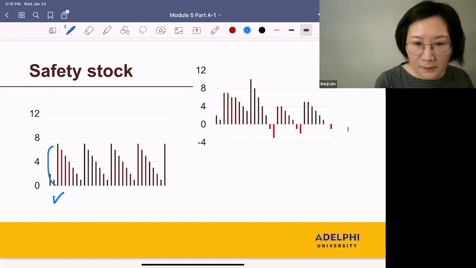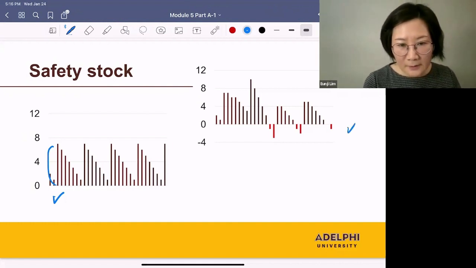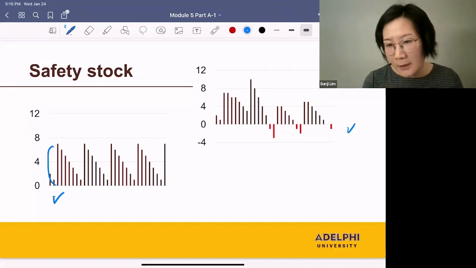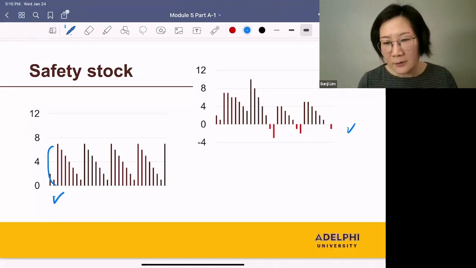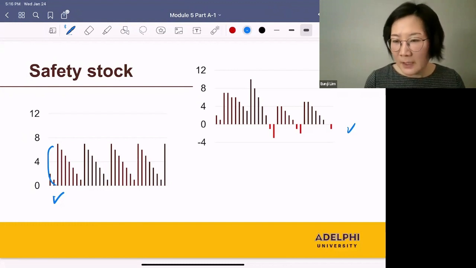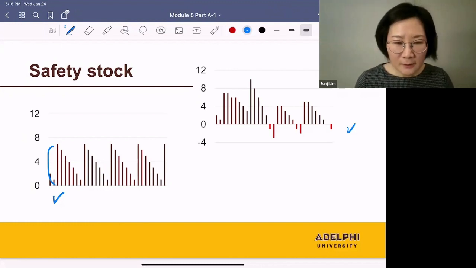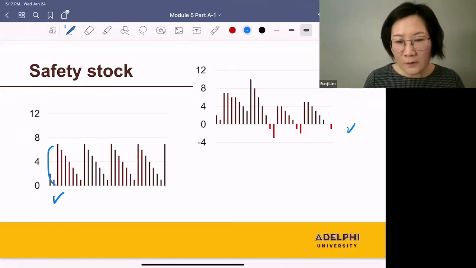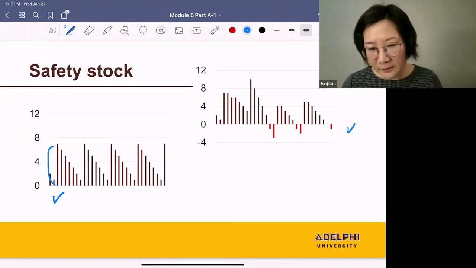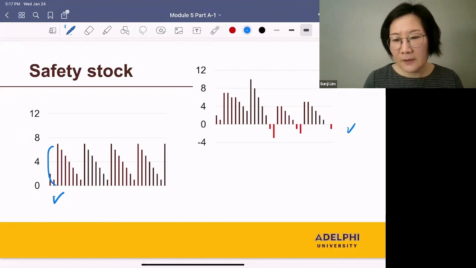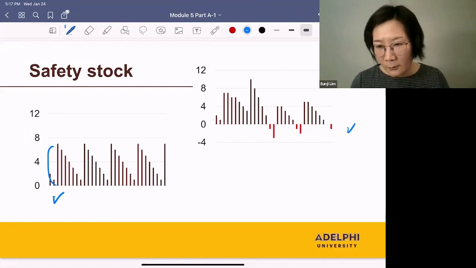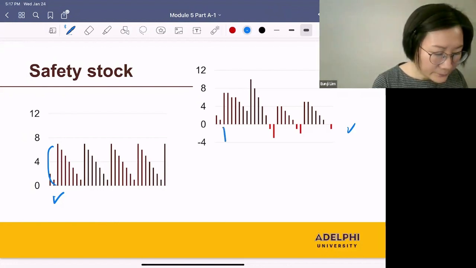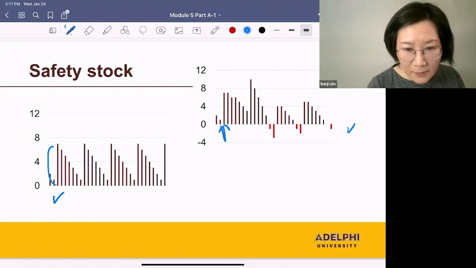On the right-hand side, let's say demand is uncertain. The daily average is 1 gallon, but the actual daily demand varies. Sometimes I drink 2 gallons, sometimes I drink nothing. On average, I drink 1 gallon of milk every day, so every Saturday I buy 7 gallons of milk. What happens? This is a Saturday. I buy 7 gallons of milk.